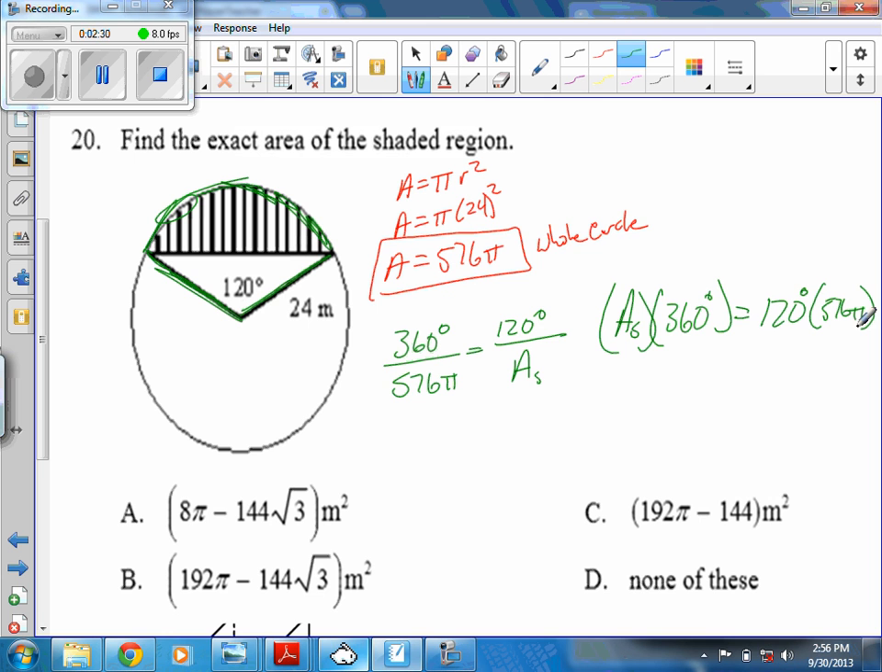All right. Notice in our answer, we're leaving everything in terms of pi, so we're not going to mess with multiplying pi out. So that tells me that A sub s equals 120 degrees times 576 pi over 360. Okay, so now let's keep going and see what we can come up with as far as the area goes.